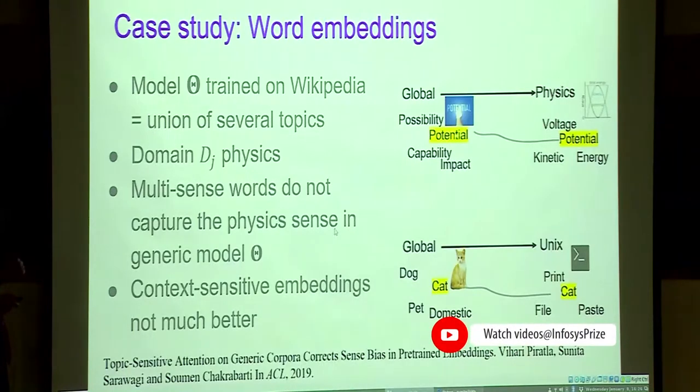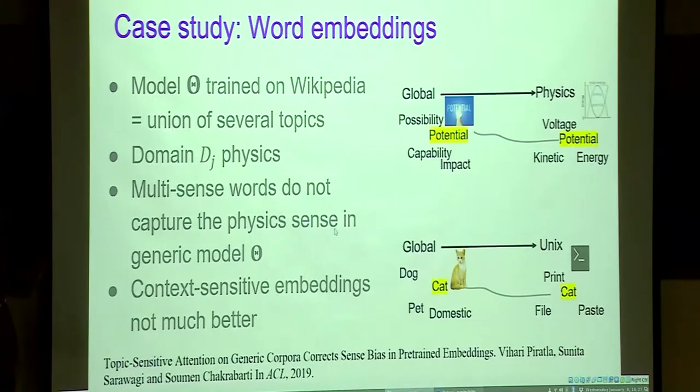Potential has multiple senses. There is a general sense of potential which captures possibility, capability and impact, and let's call this the global sense. But the prominent sense of the word potential in a physics corpus should be close to words like voltage, kinetic and energy. So we took this global model trained on entire Wikipedia, and looked for the 10 or 20 nearest neighbors of the word potential, and we found that none of them included the physics specific terms. It means that the niche sense of potential in the physics corpus was totally steamrolled by the predominant usage of the word potential, and hence the need for domain adaptation.